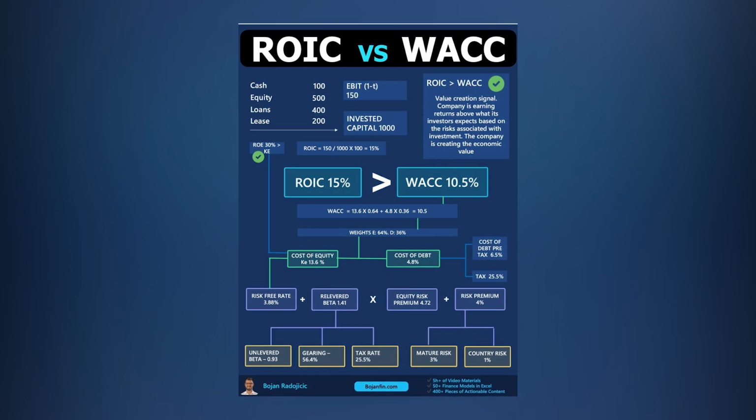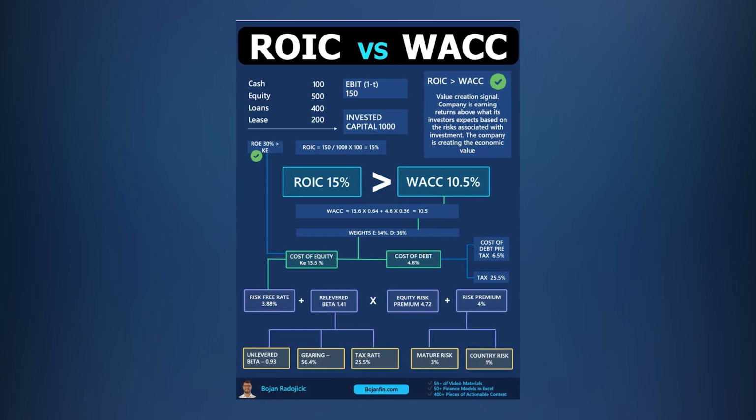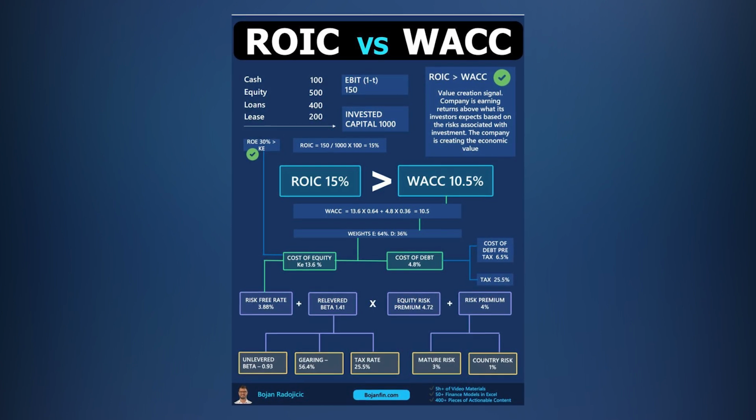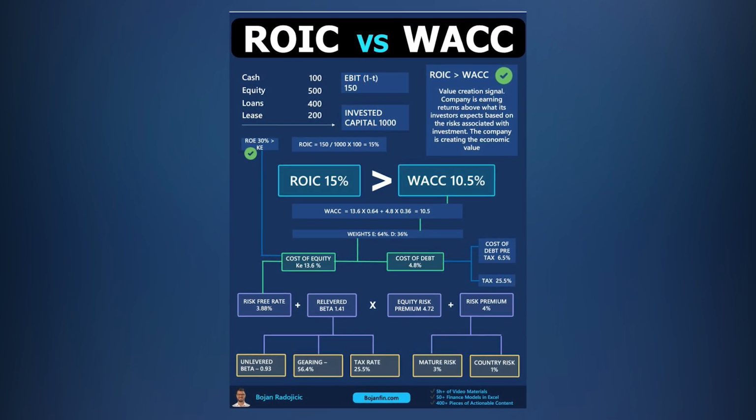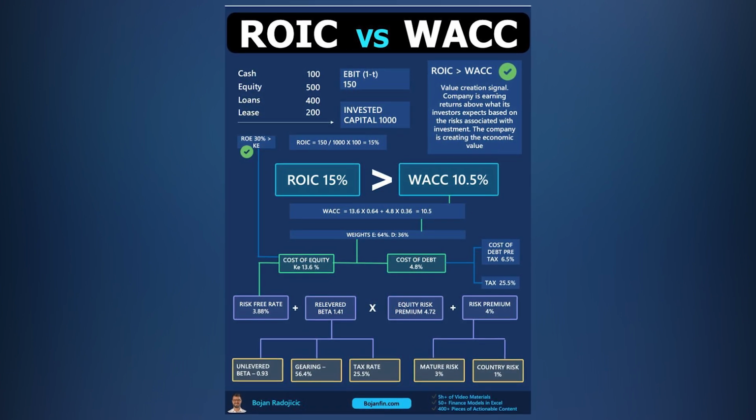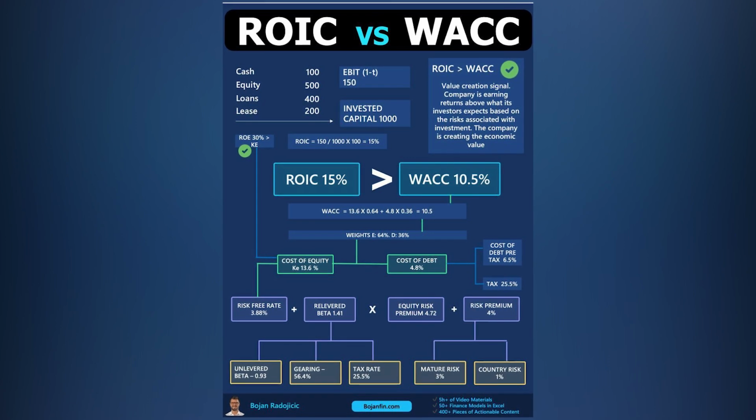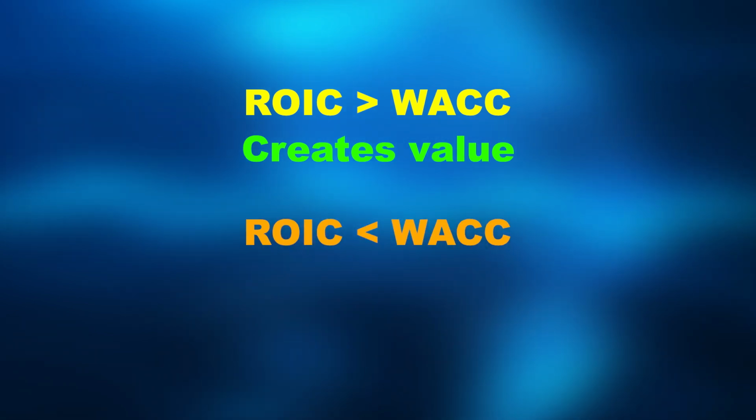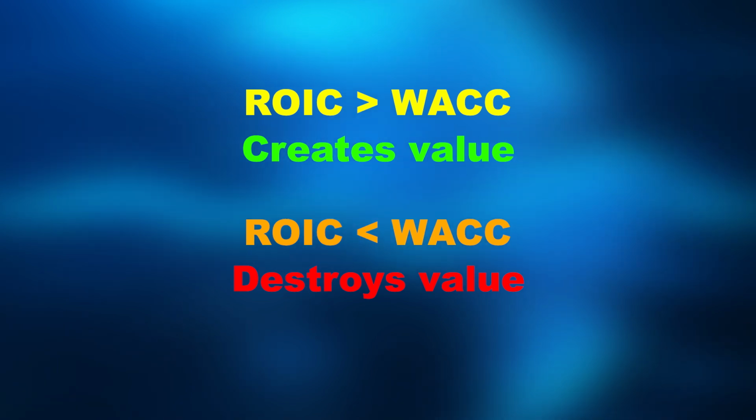The importance of comparing ROIC to WACC. As we mentioned earlier, one of the most critical uses of ROIC is comparing it to a company's cost of capital, known as WACC. The WACC represents the average rate a company must pay to finance its assets, including both debt and equity. If a company's ROIC is higher than its WACC, it's generating returns above the cost of its capital, creating value for shareholders. Conversely, if ROIC is below WACC, it's likely the company is not efficiently using its resources and may be destroying value.